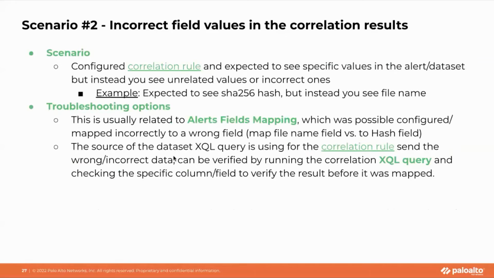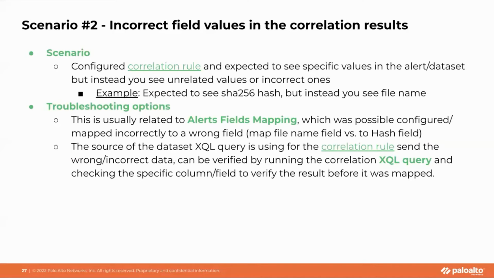In scenario 2, you have incorrect field values in the correlation results. In this scenario, you configure the correlation rule and expect to see specific values in the alert or data set, but instead you see unrelated values or incorrect ones. Example, you expected to see a SHA-256 hash, but instead you see a file name.